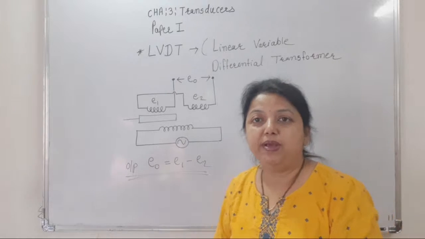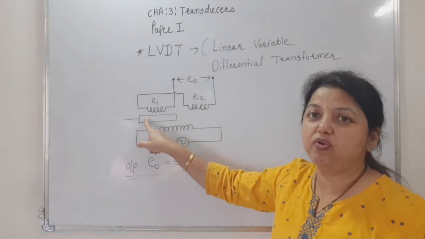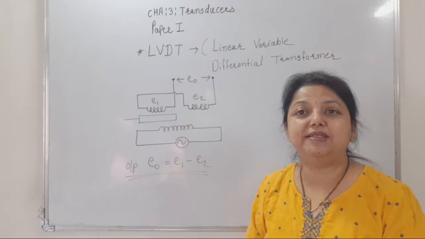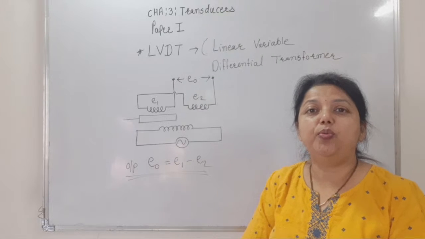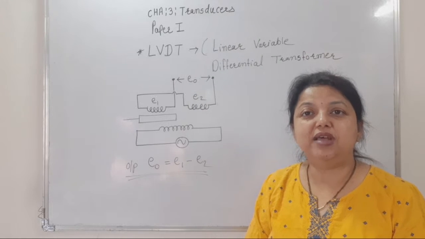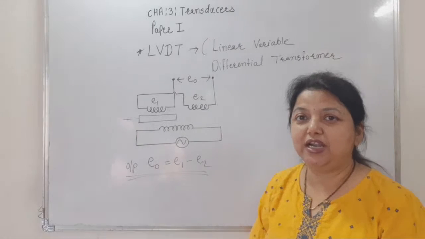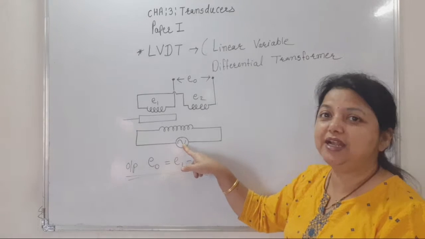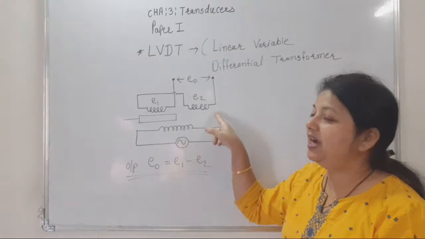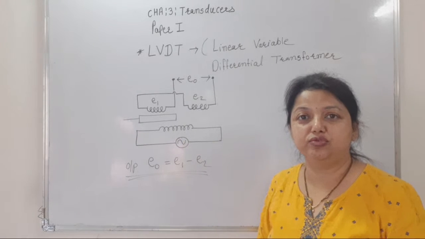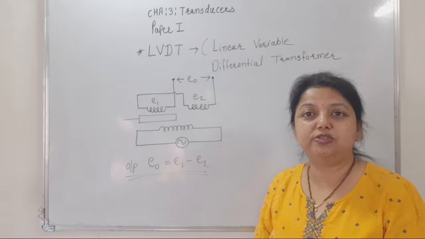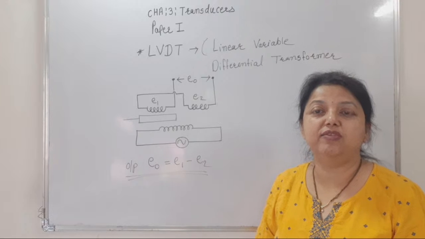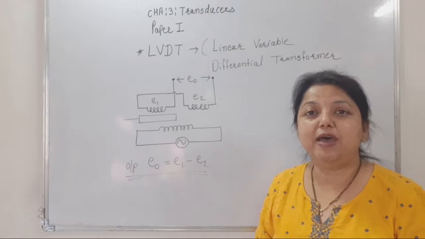Do you understand? Means by the movement of the external applied force, whenever the core position changes, the flux linkage with primary and secondary changes. Due to that, output EMF changes. Means that a non-electrical quantity is converted into an electrical quantity. For the operation of that, we have to apply the primary voltage. That's why it is a passive transducer. This is also termed as a displacement transducer. Means the input quantity, displacement or pressure, is converted into an output EMF.